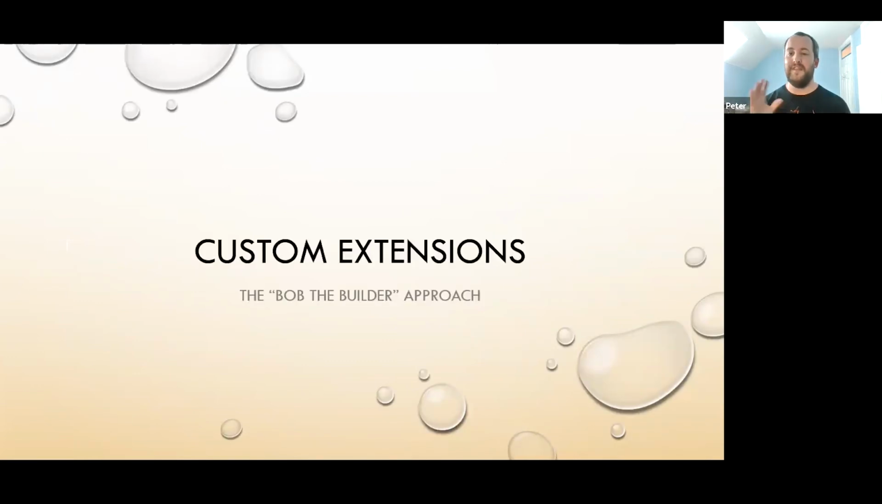And custom extensions now. So this is the next stage on. We've talked about the old way of doing customizations. We talked about extensions and how you can get plugins and connectors and integrations that are supplied by the vendor. What happens if you can't get a connector from a vendor? Well, you go down the route of a custom extension. I like to call this the Bob the Builder approach.